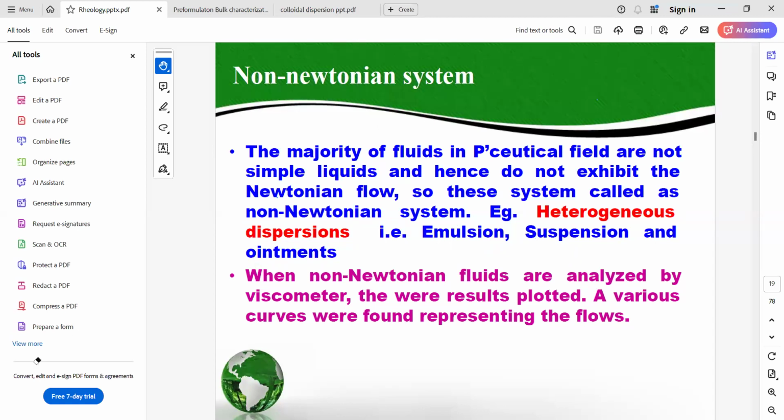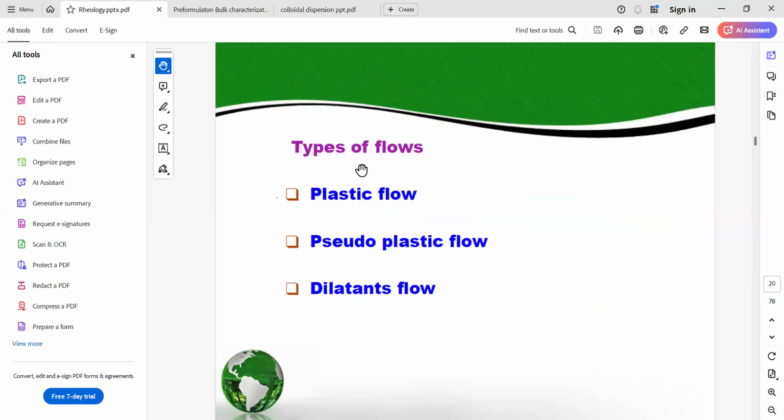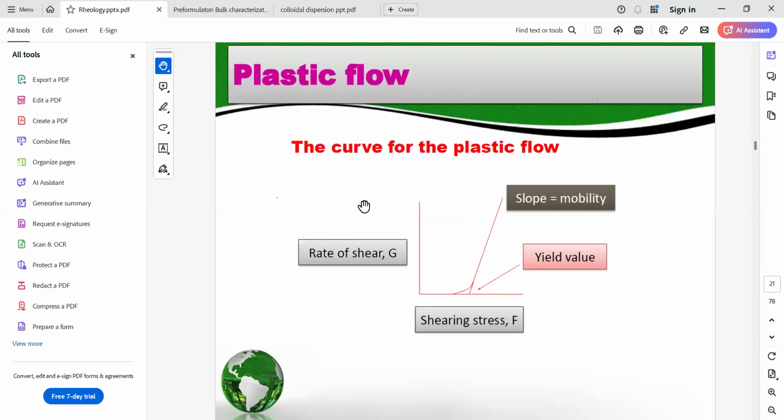Now we move to plastic flow. This is a very important graph. Remember every graph for every system: Newtonian, non-Newtonian, dilatant and plastic. The graph of rate of shear versus shearing stress is a rheogram, and if it is for viscosity, then it's known as a viscogram.